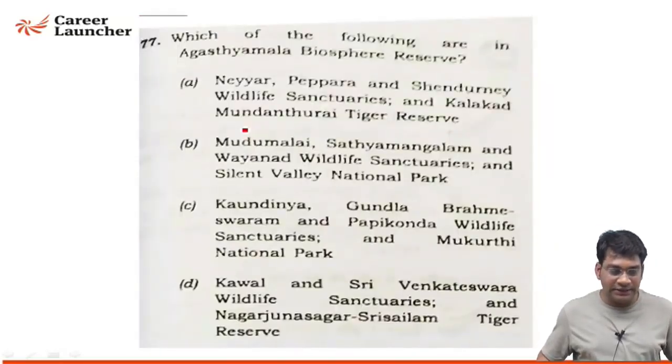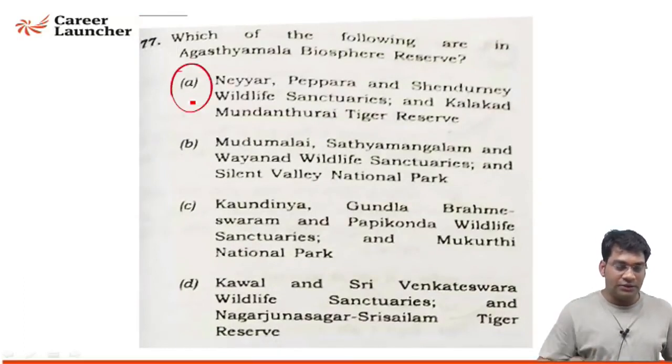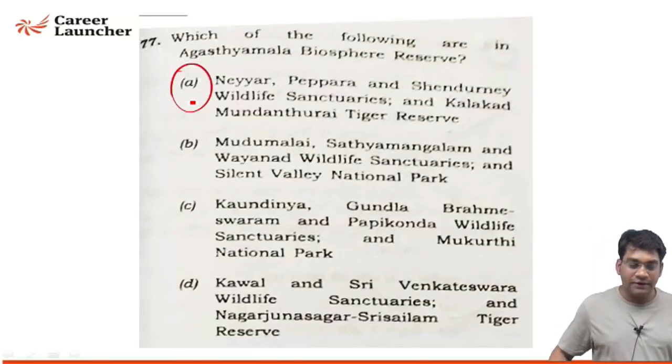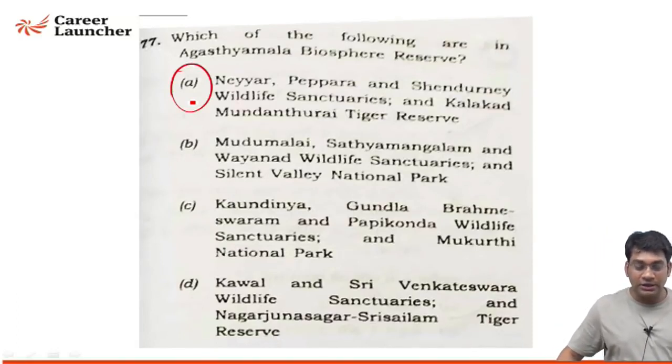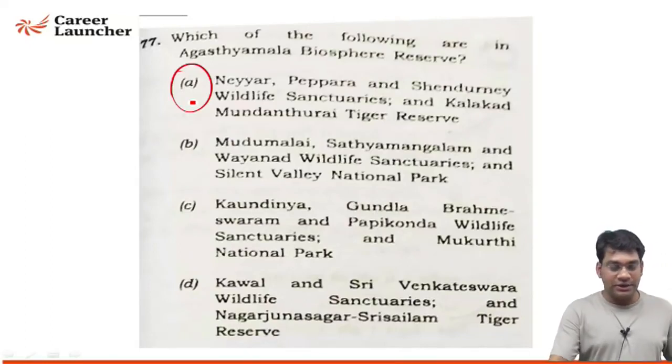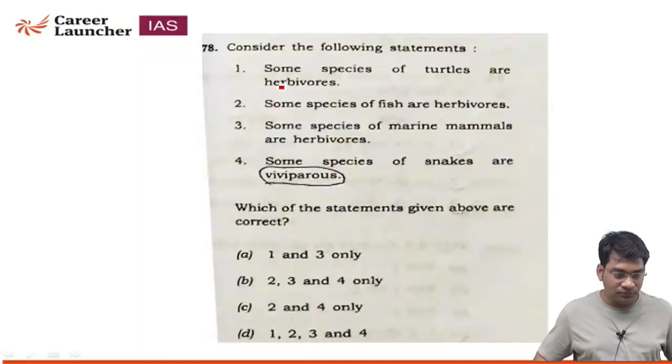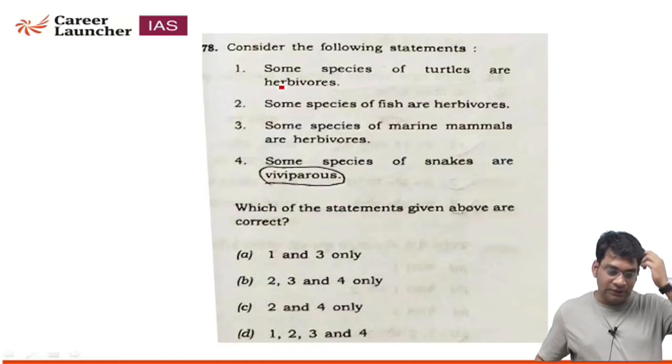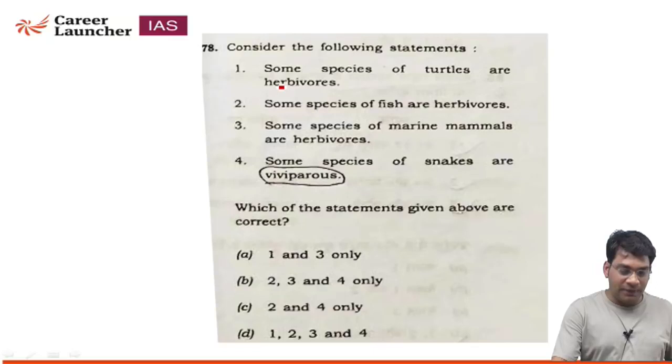77. Which of the following are in the Agasthyamalai Biosphere Reserve? So option number 1, that is Neyyar, Peppara, Shendurney Wildlife Sanctuaries and Kalakad Mundanthurai Tiger Reserve, all are part of Agasthyamalai Biosphere Reserve. Consider the following statements. Some species of turtle are herbivorous, some species of fish are herbivorous, and some species of snakes are viviparous. So all the statements are correct here.